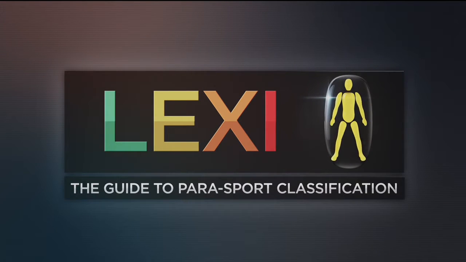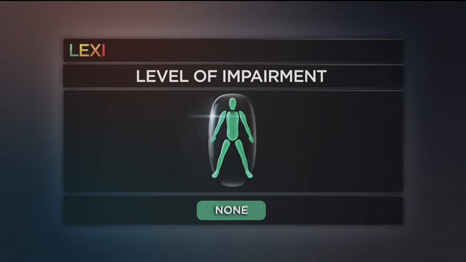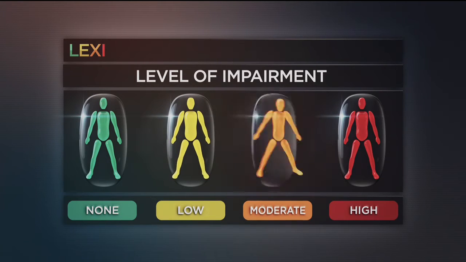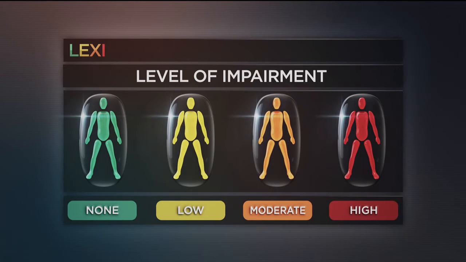Lexi, our on-screen guide to parasport classification. Lexi illustrates the different levels of impairment in each class by simply using 4 colours. Green indicates no impairment, red denotes a high degree of impairment, and in between we've yellow for low and orange for moderate, and where you see a space, it represents a missing limb.